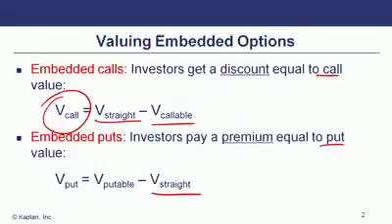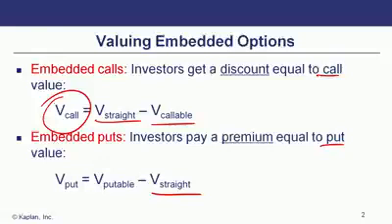So let's think about the valuation of embedded options. If we want to know the value of an embedded call or the value of an embedded put, what you have to realize, and this is called the contingent claims valuation framework, is that we have a straight bond and then we have an option that's attached to it. They're not separable. You can't trade them separately. You can't strip them out or anything like that.